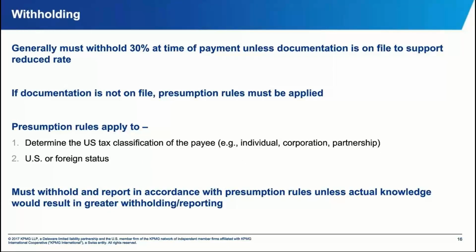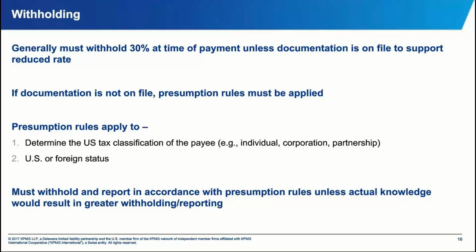So then the actual withholding, as I've mentioned a couple times, the statutory rate is 30%. It's gross basis, unless you've got documentation on file to support a reduced rate. And again, if you don't have the documentation or the documentation you have is not valid for some reason, you have to apply the presumption rules. Normally, if the payment's going to an individual, the presumption is going to be that they're a U.S. non-exempt recipient, and you would impose backup withholding at 24% on any U.S. and non-U.S. source income paid to that person.